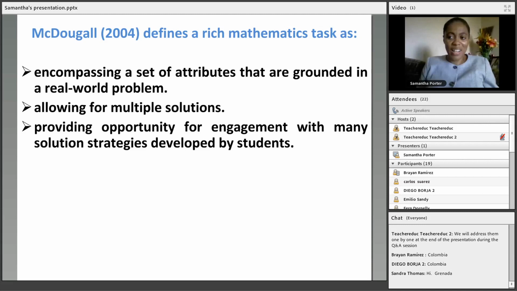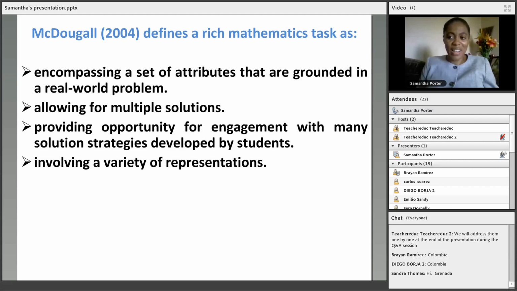So as teachers, we are not responsible to give students all the strategies to solve a problem. We should allow students to come up with their own strategy. And this can only happen when we choose appropriate tasks that will allow students to come up with their own strategy, allow students to think through the problem and find different ways in solving these problems.